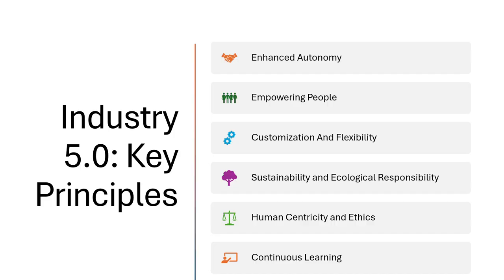Industry 4.0, with its highly enhanced focus on optimization and automation, seemed to leave the human operator out of the reckoning. Industry 5.0 tries to humanize Industry 4.0 centric operations by stressing upon enhanced autonomy, empowering people, customization and flexibility, sustainability and ecological responsibility, human centric and ethical working, and continuous learning.